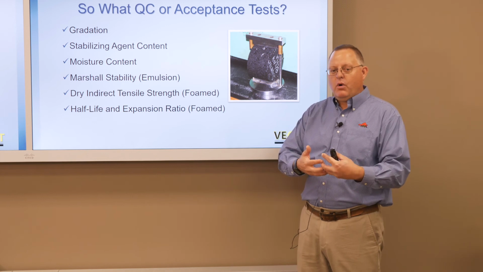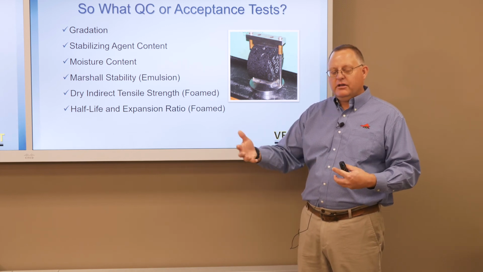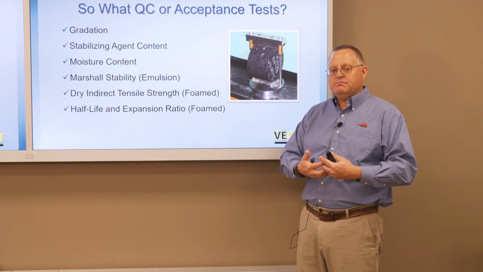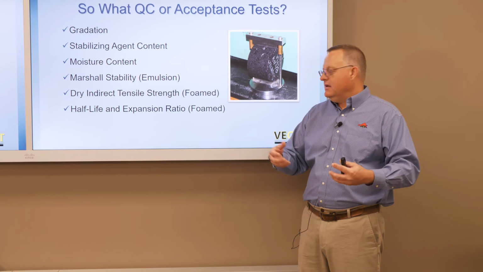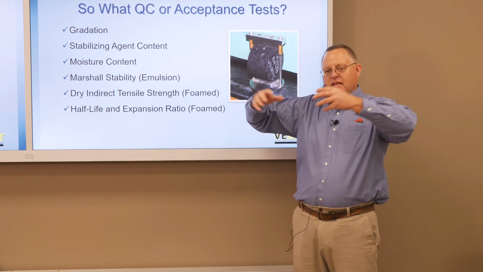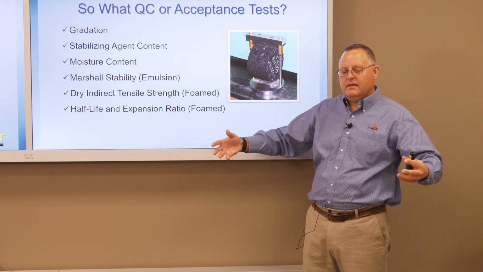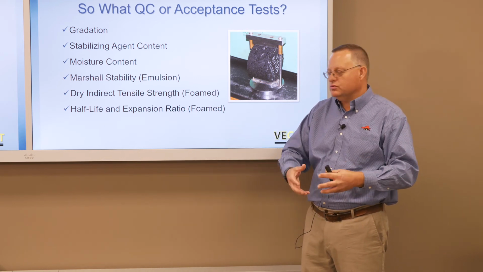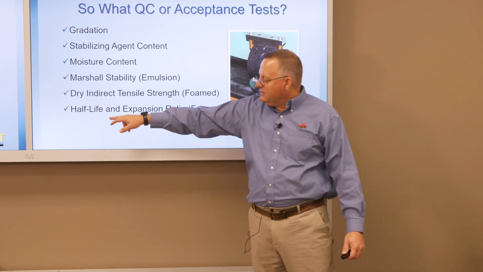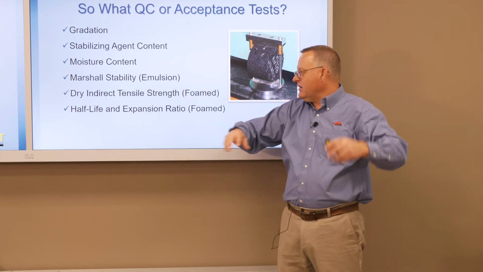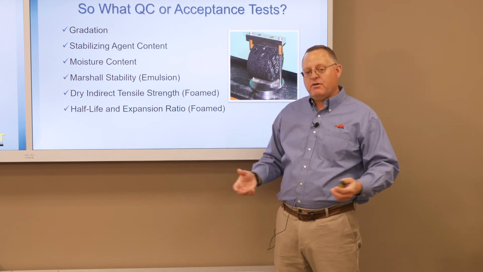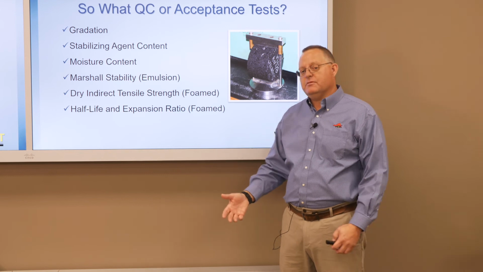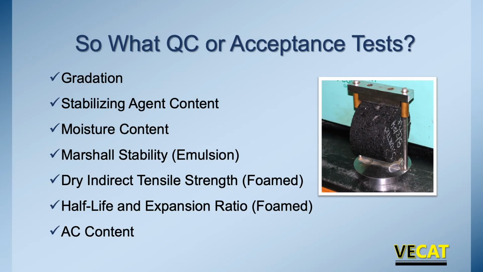It's mixed with a little bit of water, and when 300-degree asphalt and water are combined, it causes bubbling, steam, it increases in volume, and then it starts to collapse upon itself as it cools. So we're looking at what's the half-life from expansion all the way down, and really how much volume did we increase. So these are things that we're checking routinely during production to make sure everything is proper.